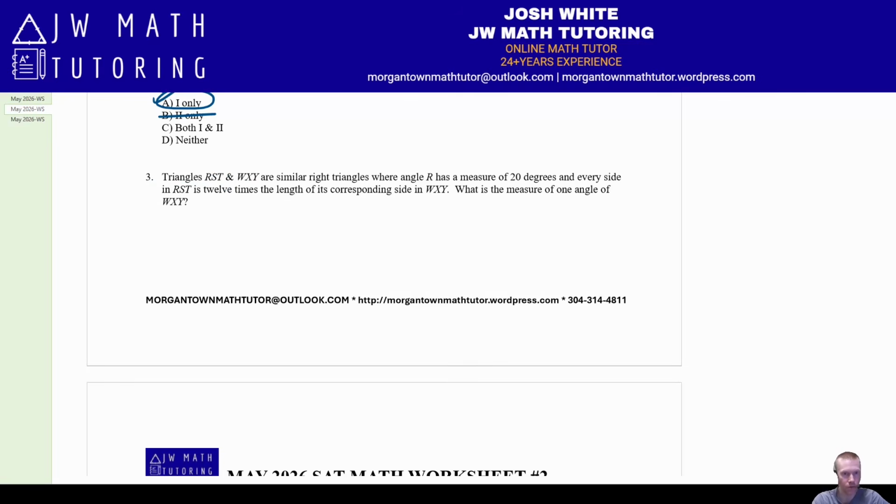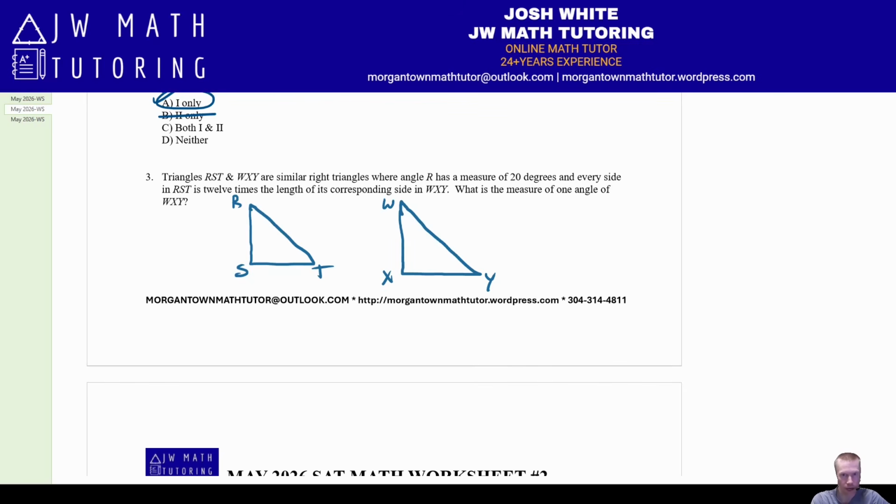Okay, the next problem here, number 3, is actually a very easy problem to figure out. It just basically has a lot of words in it, but there's irrelevant information that you don't need to worry about. So you have these two similar right triangles. Basically, one of them is going to look like this. And then you have WXY.